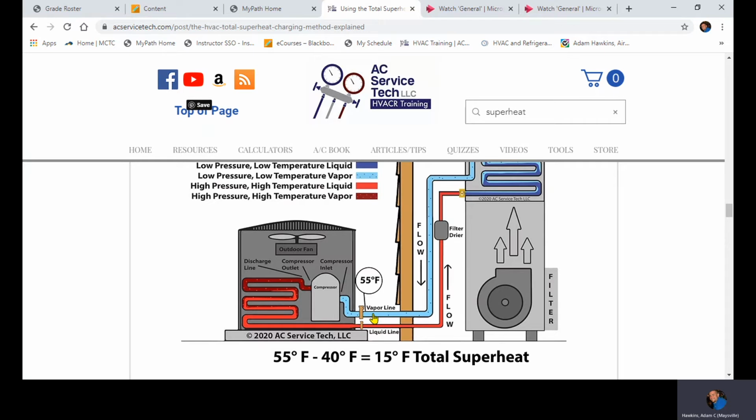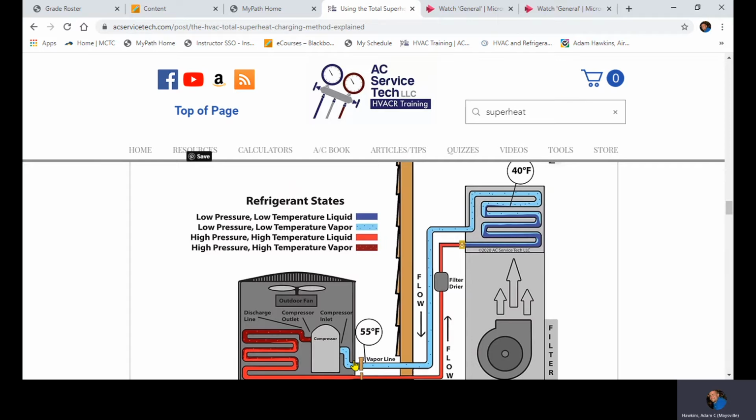But when we measure superheat, because superheat is sensible, because it's beyond the saturation point, it can be measured with a thermometer. So the easiest way to do that, because we can't just stick it inside of the system, is to measure the copper line. So we try to measure that as accurately as we can. That reading minus the saturation temp. So remember, superheat is just sensible heat.